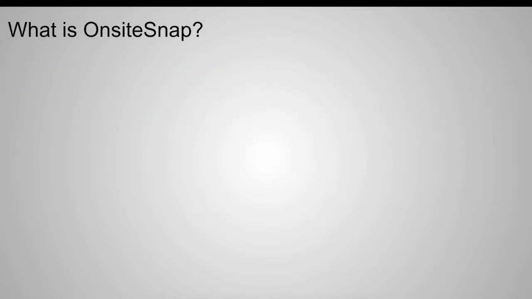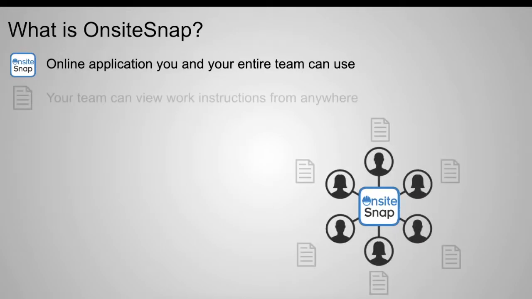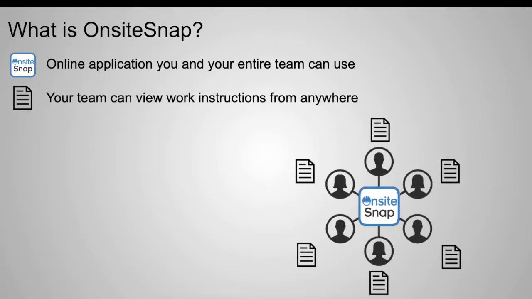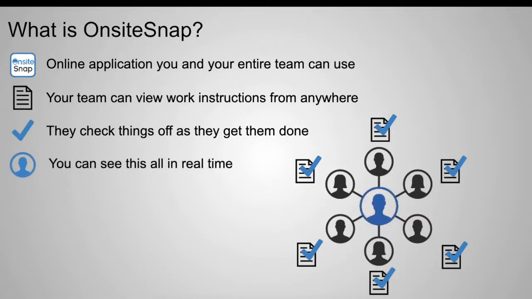What is OnsiteSnap? OnsiteSnap is an online application or web app you and your entire team can use. Your team can view work instructions from anywhere and on any computer or mobile device with internet access. Your team checks work items off as they get them done, and you can see this all in real time.